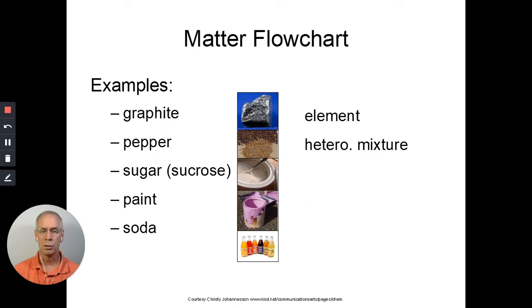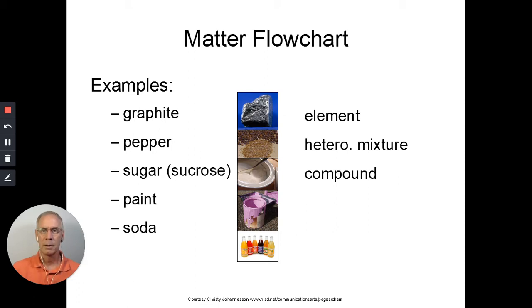What about sugar, table sugar? What do you think? Well, sugar actually has a formula. Maybe you remember like C6H12O6 or something like that, right? So sugar is a compound. It has a fixed formula and it's made of different elements bonded together. So it's a compound. All right, what about the next one?